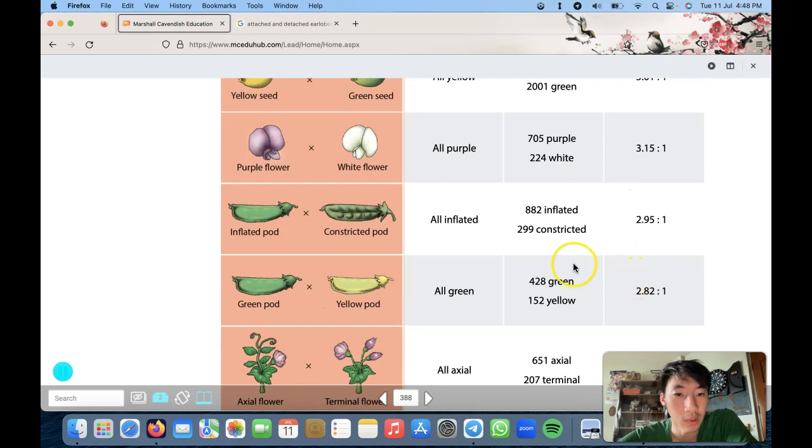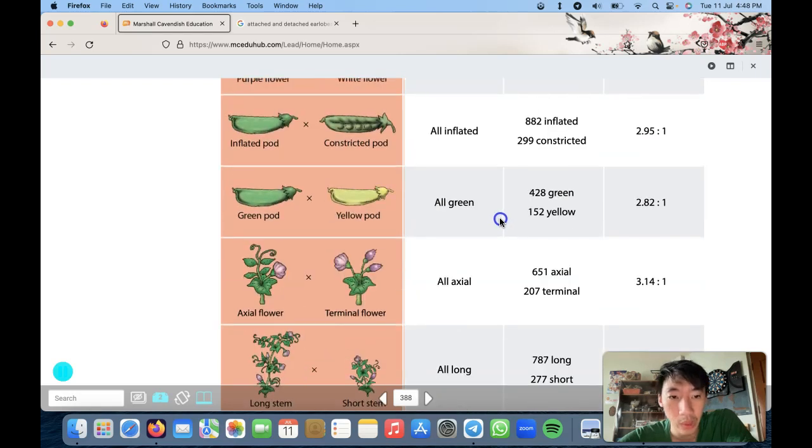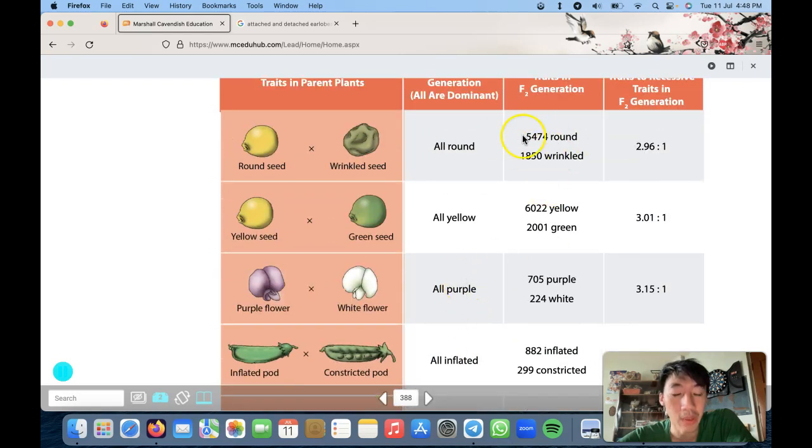As you may notice, some of them, which have a smaller number of plants, like for example this one, only 400 and only 150, it was not exactly 3:1, it was like 2.8:1. And we'll talk about that later. Why is that the case? Because these numbers are quite small. That's why I call it a small sample size. Whereas once he had very big numbers, in the thousands, it's going to be very, very close to that ratio of 3:1.